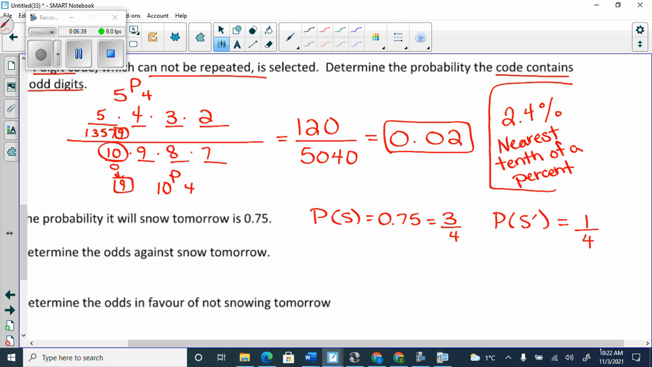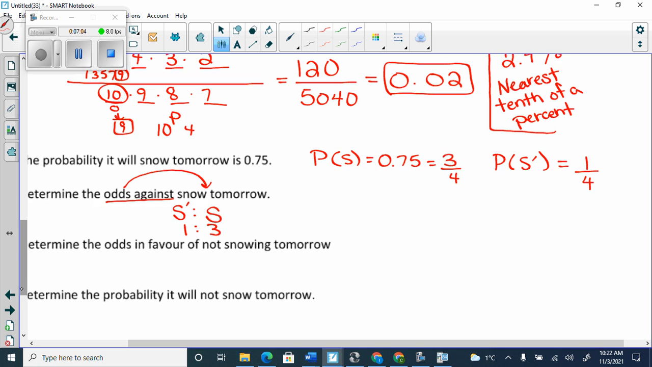So here it says determine the odds against, which means whatever comes after "against" comes second. Odds against snow. So snow comes second, not snow comes first. How many not snows are there? 1. How many snows are there? What does this add up to? Which is the total, the denominator. So we know we're good. This one says odds in favor, whatever comes after "favor" comes first. Odds in favor of not snowing. So not snow to snow. Wait, these are the exact same question, written differently.